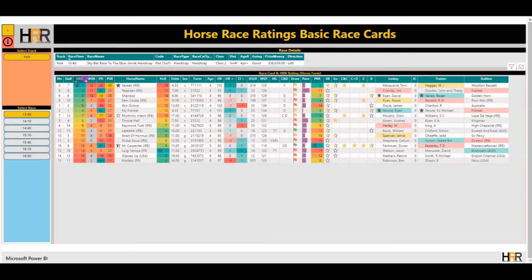And then you have HRR. HRR is the horse race rating. That's the primary rating for horse race ratings.